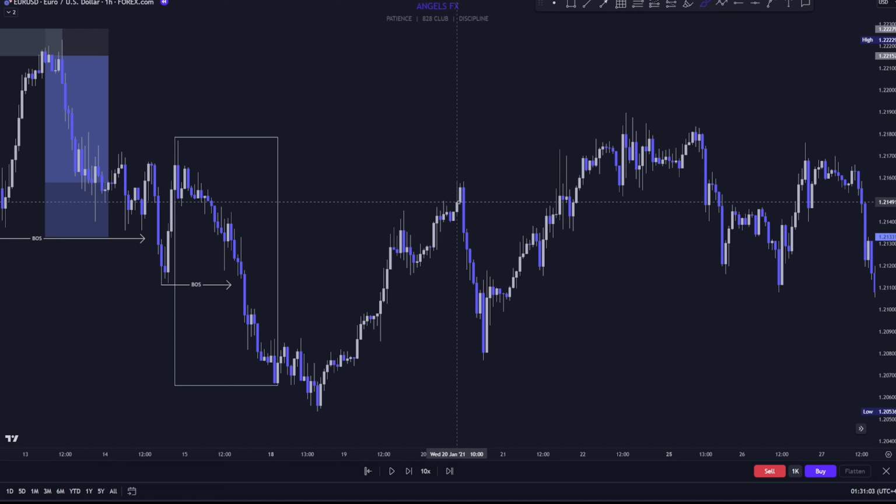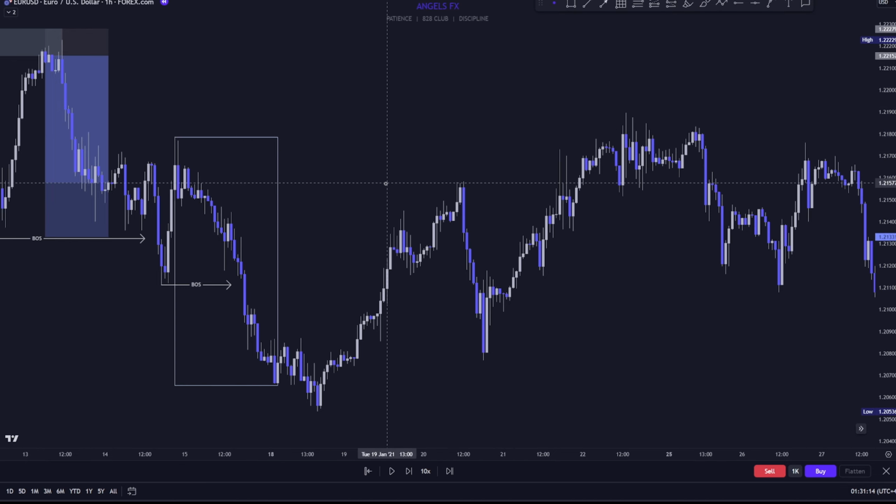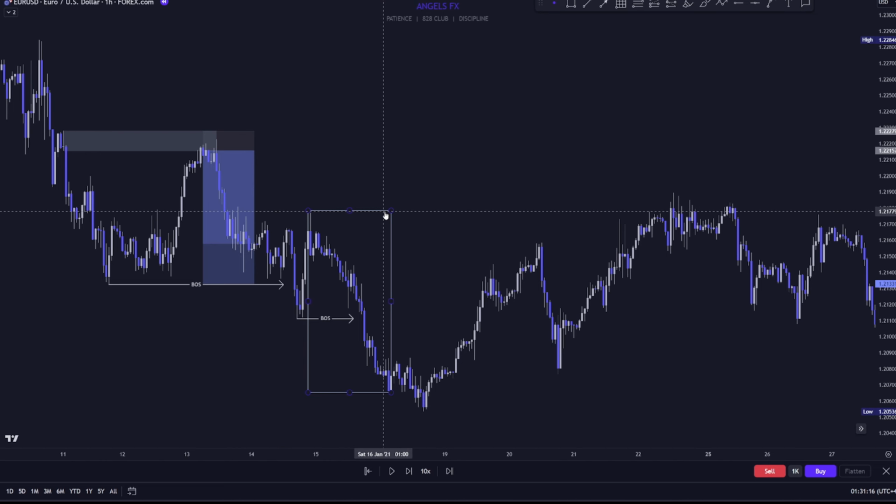Beautiful, a nice candle, like this one. Okay, like this one. We have a lot of wicks. Price has not decided. It's selling, buying, selling, selling, buying. Okay, so you should wait for clear order blocks.